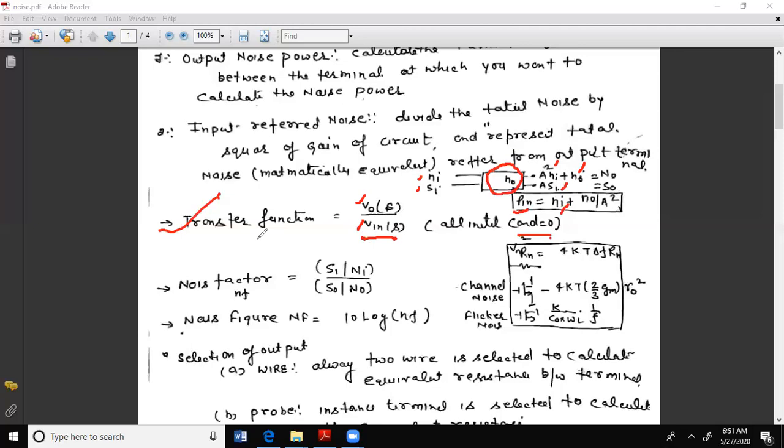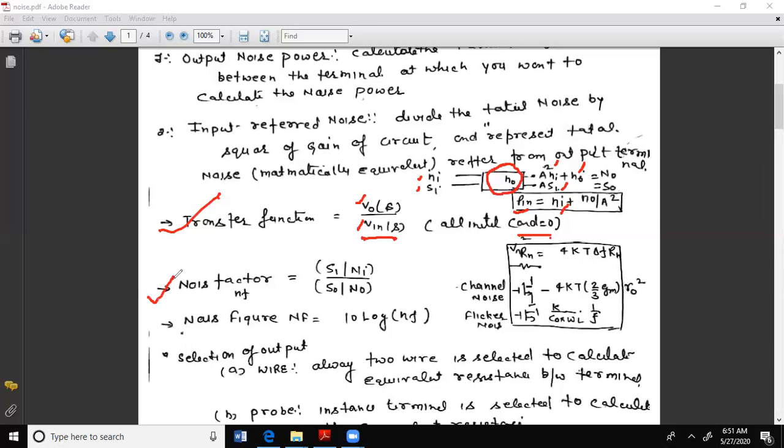What is the difference between transfer function and the gain? In gain, it is not necessary that all initial conditions are zero. Second, gain is always the ratio of the same type of quantity. In a transfer function, the output may be the voltage or current, or the input may be the voltage or the current. So that is the transfer function.